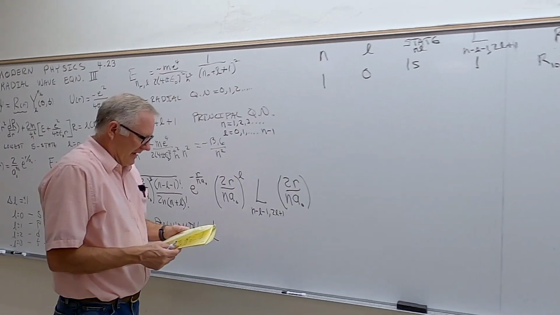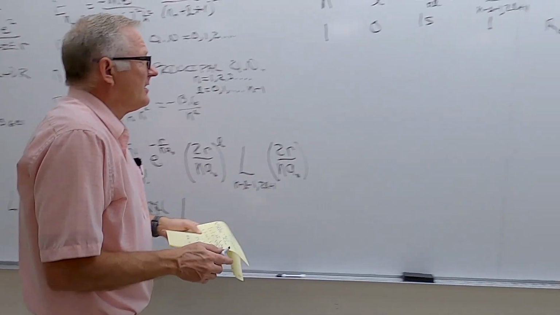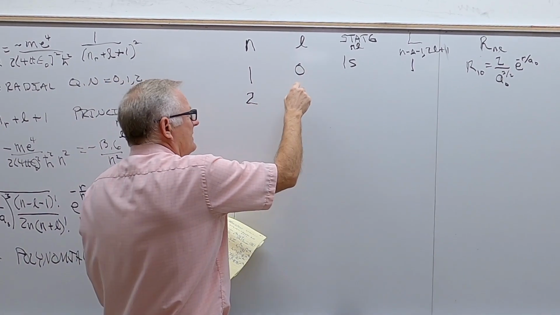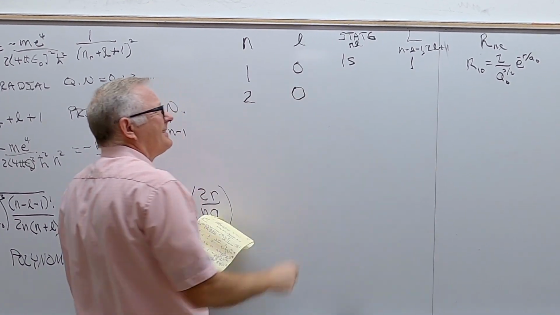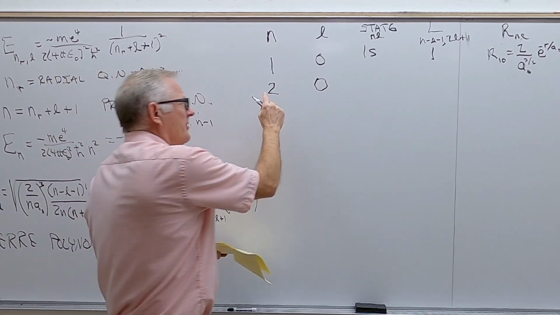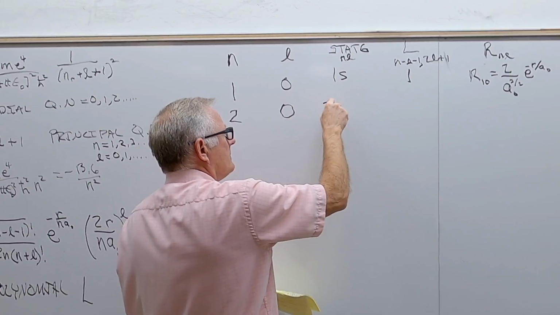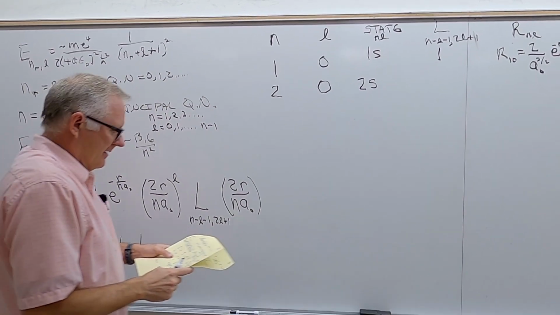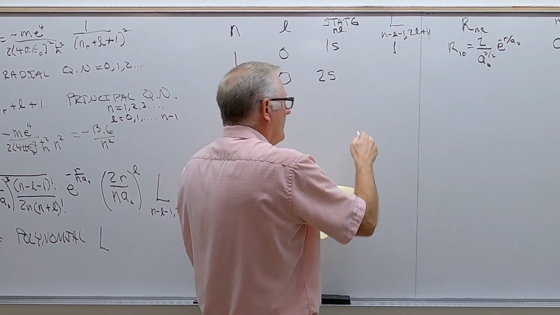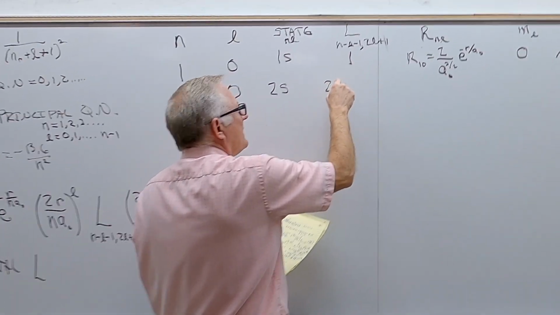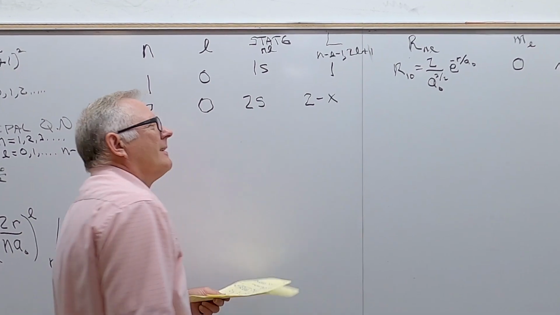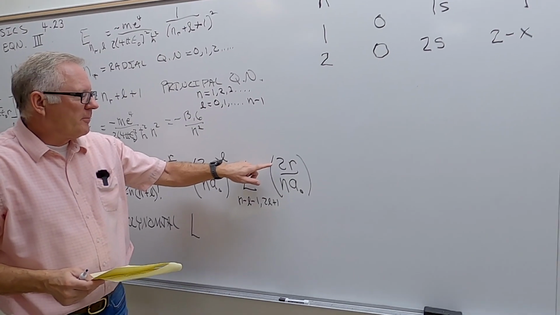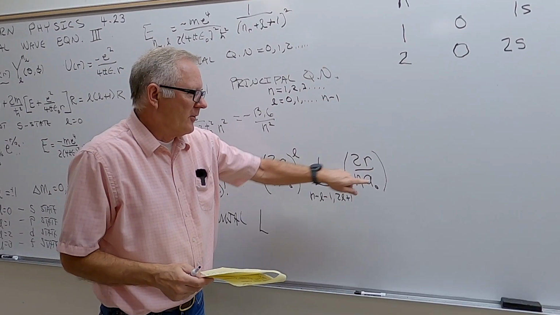But now let's go back and get the next state up. How about the 2? And this can be 0 or 1. Let's look at the 0 state. This would be called the 2s state. Okay, and this term right here would have just been 2 minus x. Remember, it's just a polynomial, except when we plug it in here, we're going to replace the x with 2r over n a naught.